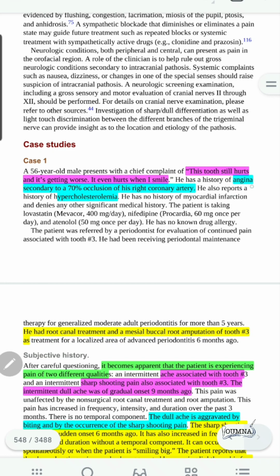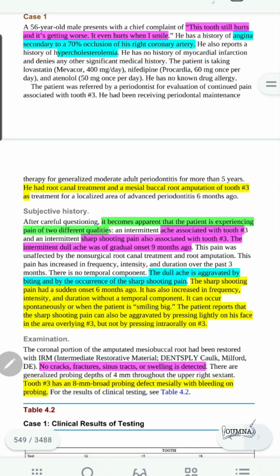He has a history of angina, secondary to a 70% occlusion of his right coronary artery. He is suffering from hypercholesterolemia and he's taking several medications. He had a root canal treatment and a diagnostic root amputation on tooth 3.